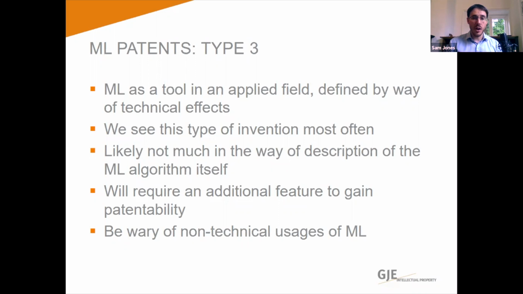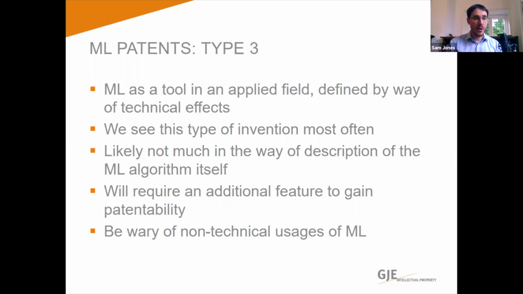So when we're drafting and filing patent applications to type 3 inventions, we're actually not going to focus on the machine learning algorithm much at all. It may not even appear in the claims, and we're probably only going to mention it very briefly in the description. What we are instead going to focus on is another feature of the invention, which is probably not going to be related to the machine learning algorithm at all, but which we consider to be novel and inventive.